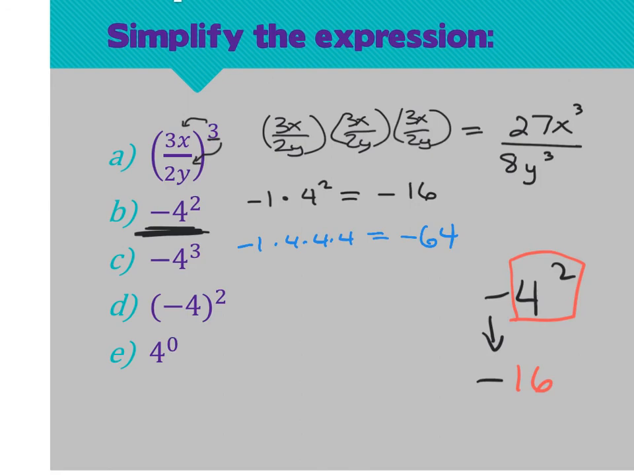Over here, this one with the parentheses means negative 4 times negative 4, and the parentheses are holding it in. So this becomes positive 16. And then the last one, anything raised to the 0 power is 1.